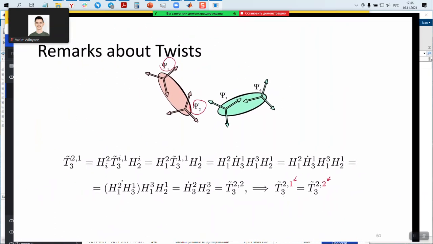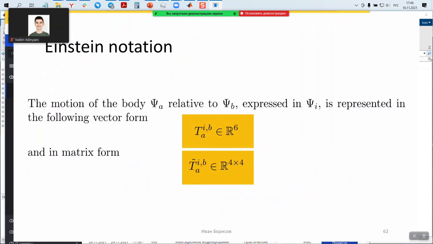Alright. It is about the notation: A here is the body that we consider, B is another body that body A moves around, and we express all of this in frame I. So here you can see the notation of how we use all these indices. And if there is a tilde, it means the twist is in matrix form, and if there is no tilde, it is the twist in vector form.